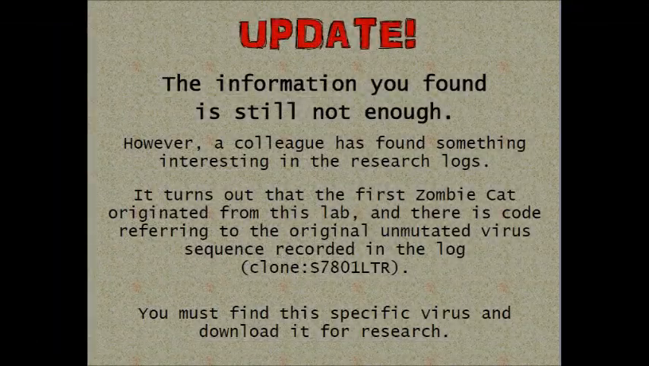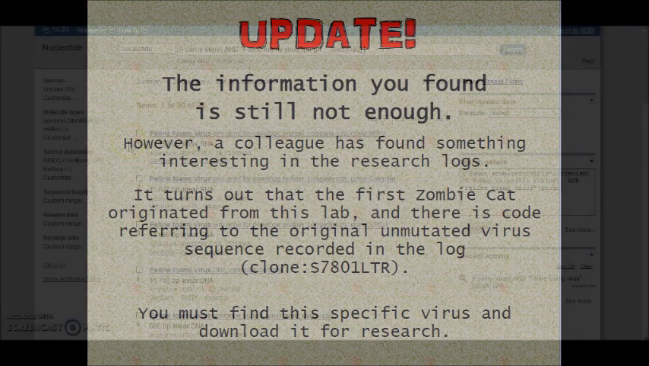Update. The information you found is still not enough. However, a colleague has found something interesting in the research logs. It turns out that the first zombie cat originated from this lab, and there was code referring to the original unmutated virus sequence recorded in the log. Clone S7801LTR. You must find the specific virus and download it for research.